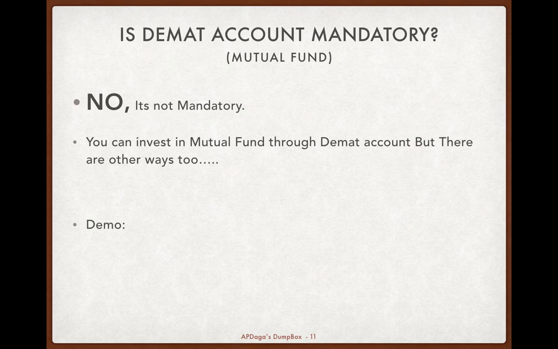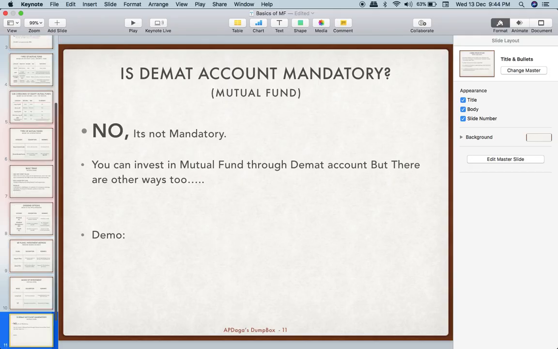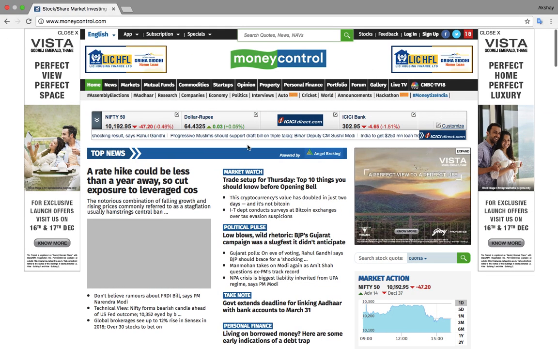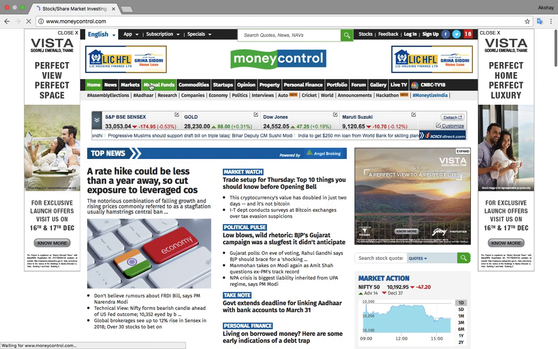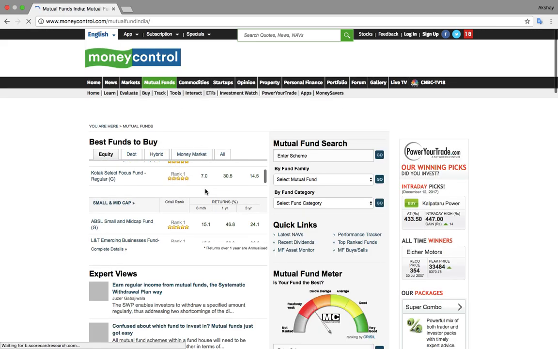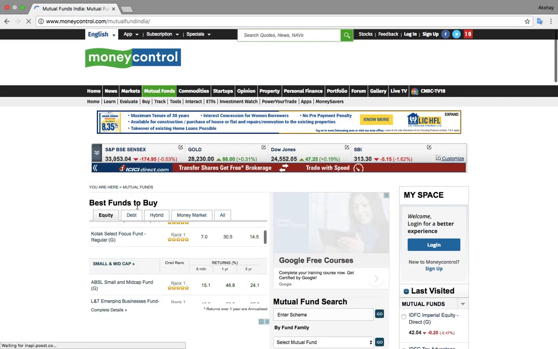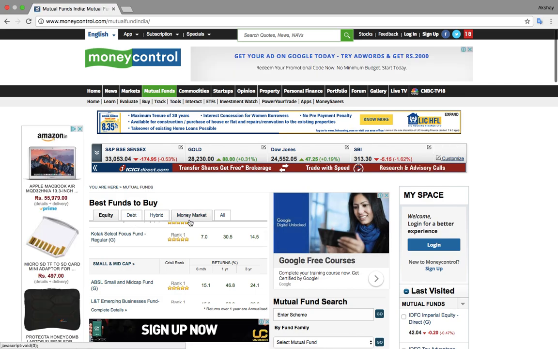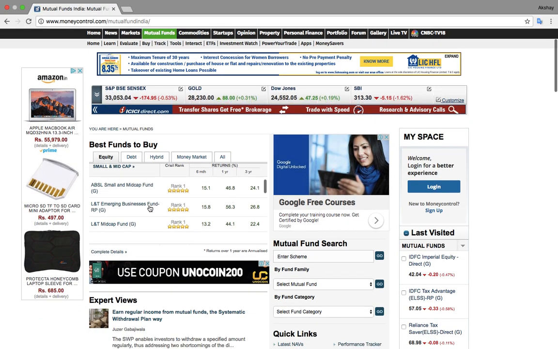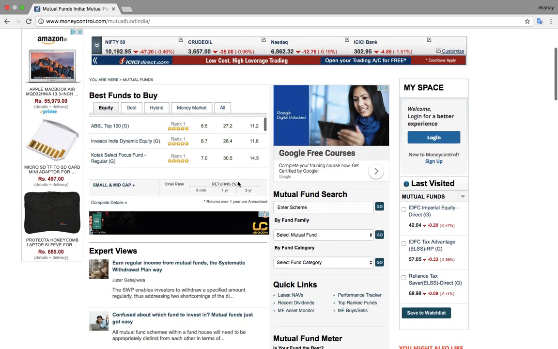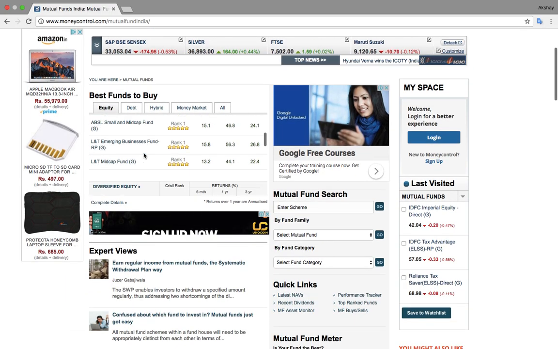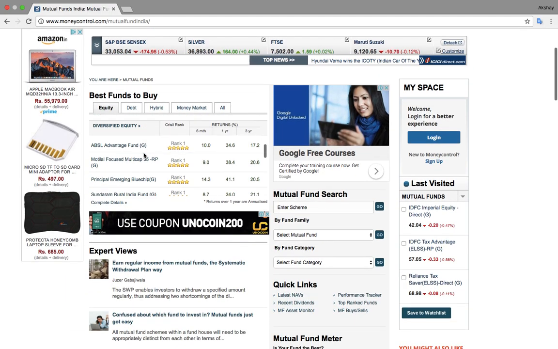Now I'll show you how you can read mutual funds. For that I'll go to the Moneycontrol site. It is quite famous, there are others also. Go to mutual fund. You can see there are different categories: equity, debt, hybrid, money market. In equity there are options like large cap, small cap and mid cap. Then many different options are available.